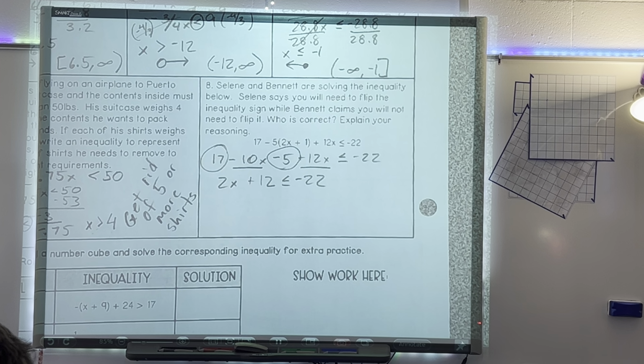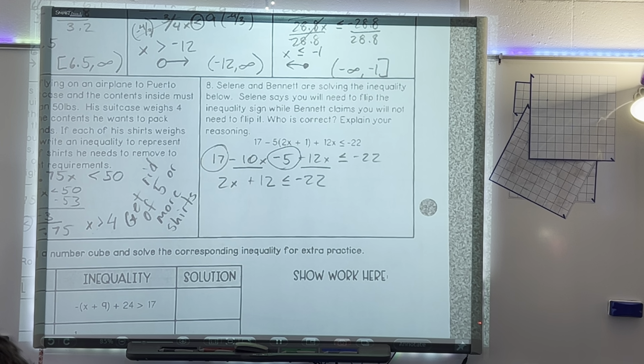Guys, be really careful on that distribution and check the signs in front of the numbers that you're multiplying, because sometimes there's a sign change, so watch that carefully. Okay, so you should have gotten through and you have 2x plus 12 less than or equal to negative 22, right? Celine says they're gonna have to have a sign flip, and Bennett says they're not. You should be able to tell me from right here whether or not that's gonna happen.